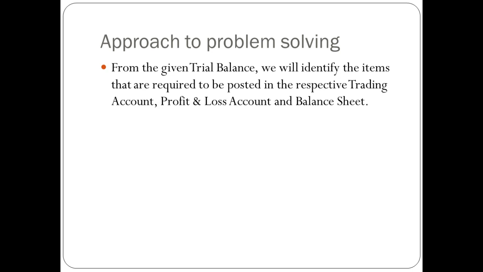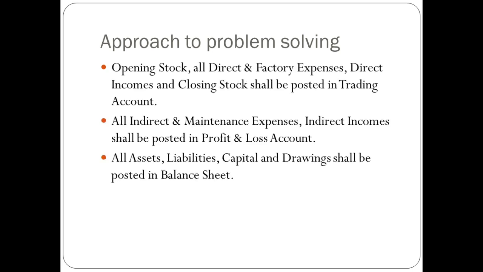Now the approach to problem solving. From the given trial balance, we will identify the items that are required to be posted in the respective trading account, profit and loss account and balance sheet. The opening stock, all direct and factory expenses, direct incomes and closing stock shall be posted in the trading account. From the same trial balance, we will further identify the indirect and maintenance expenses, indirect incomes, and shall post them in the profit and loss account. Finally, we will be left with the assets, liabilities, capital and drawings, which shall be posted in the balance sheet.